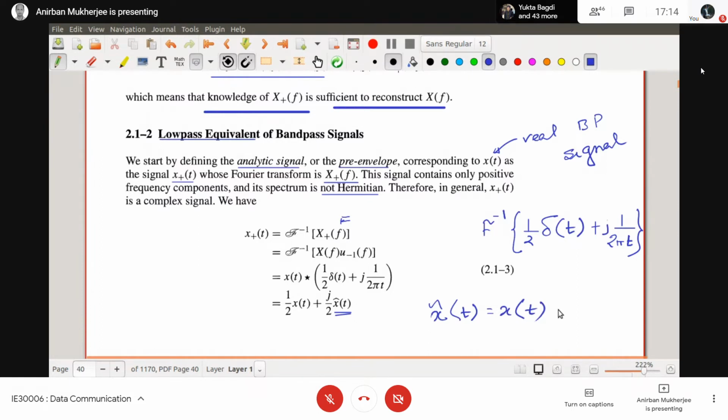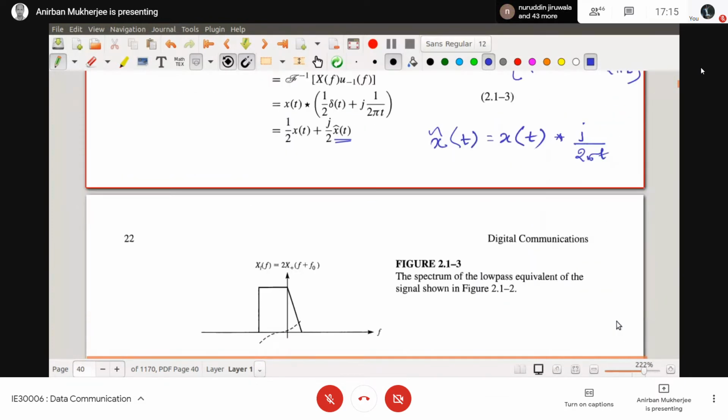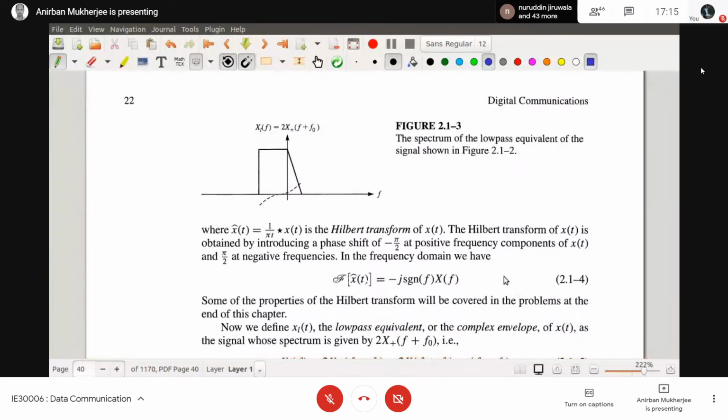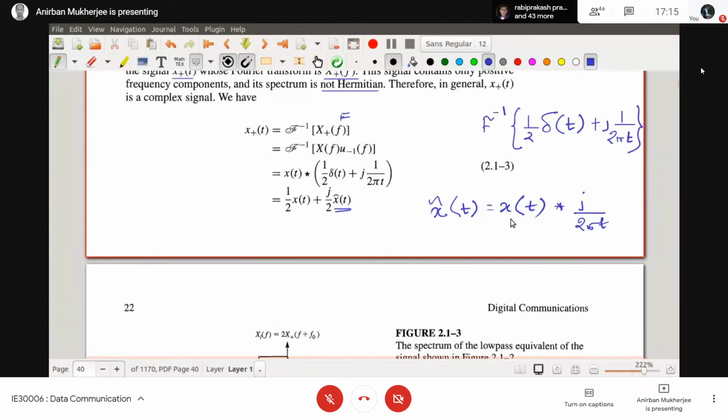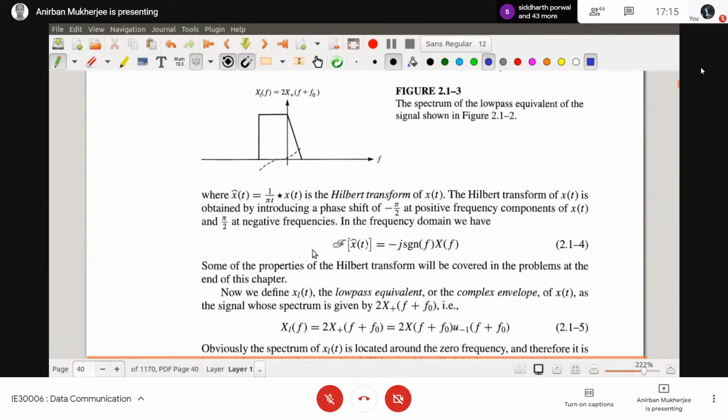Xt convolution 1 by pi t. Now this is called the Hilbert transform of xt. That means if you take xt and send it through the convolution with 1 by pi t, then you will get x hat. Now this x hat is the Hilbert transform of xt.